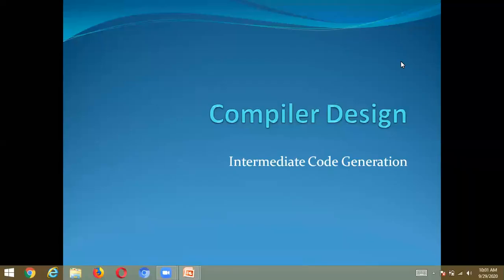In today's class, I'm going to explain a new concept, intermediate code generation, which is the fourth phase in our process of compilation. We all know the first phase of the compiler is lexical analysis, then the syntax analyzer, then the semantic analyzer, and the fourth phase is the intermediate code generator.